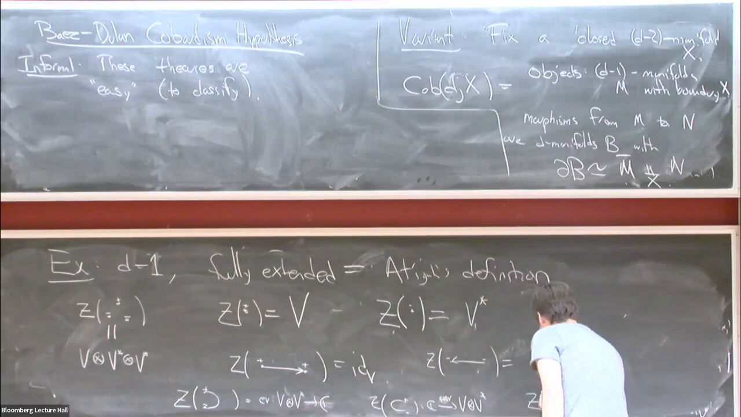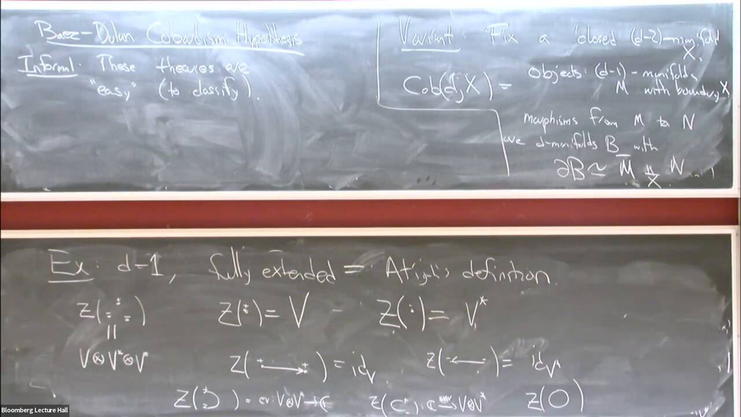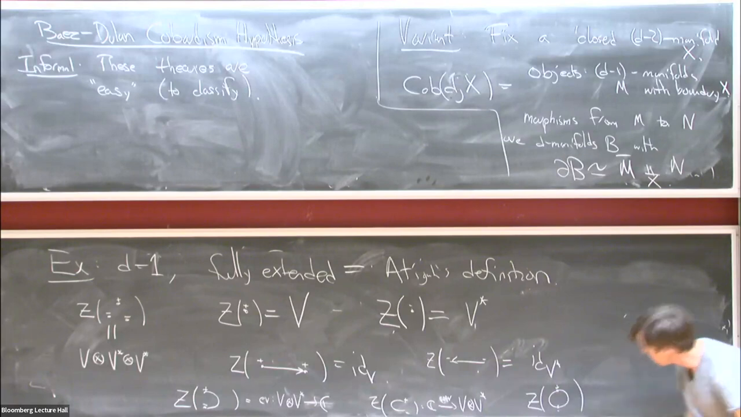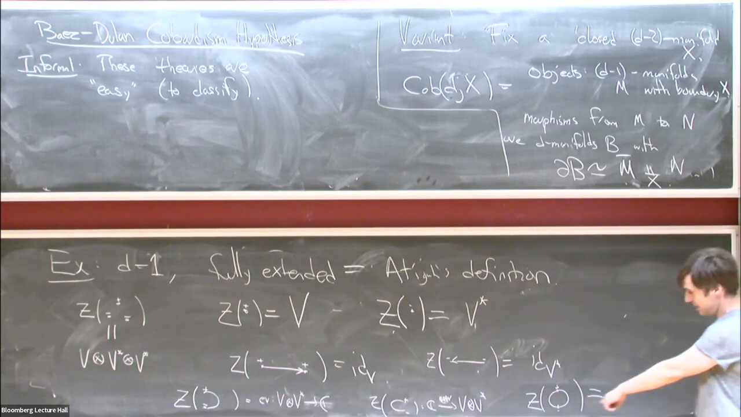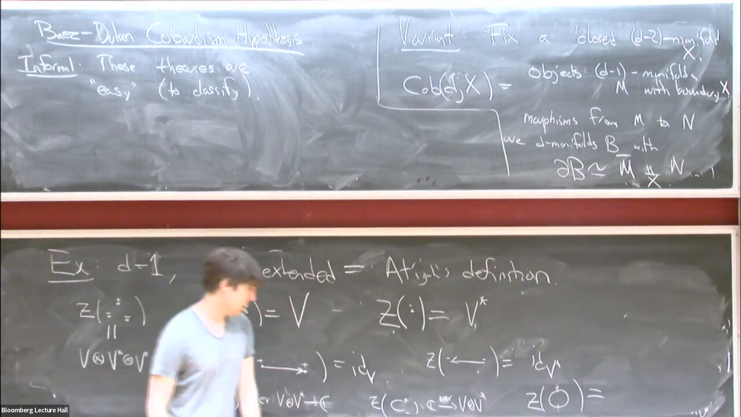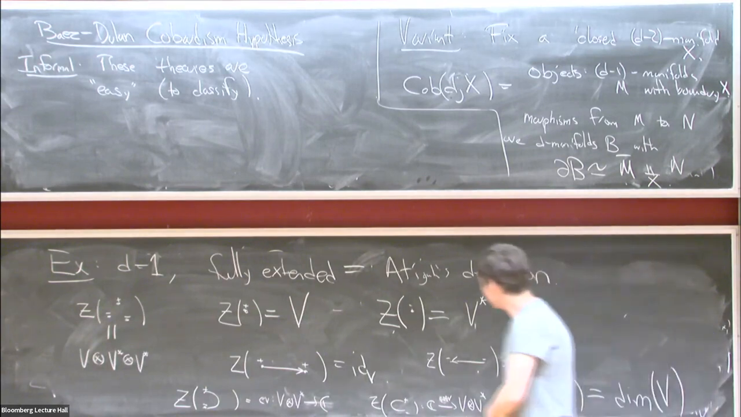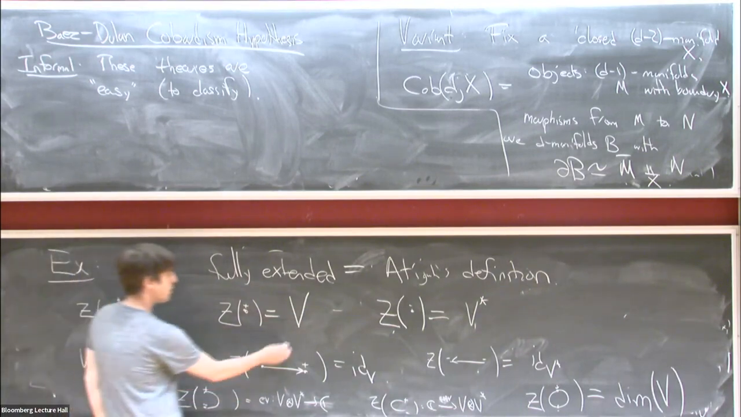And the only really interesting case is what you assign to the circle. That's a bordism from the empty set to the empty set. It gets assigned a number, but you can compute it like before by breaking the circle into a northern hemisphere and a southern hemisphere, or an eastern and a western in this picture. And what you'll learn is that the number that you get is the one that you get by composing the evaluation with the coevaluation. And that's just the dimension of the vector space. And so what we see in this example is that actually everything is determined once you know V.